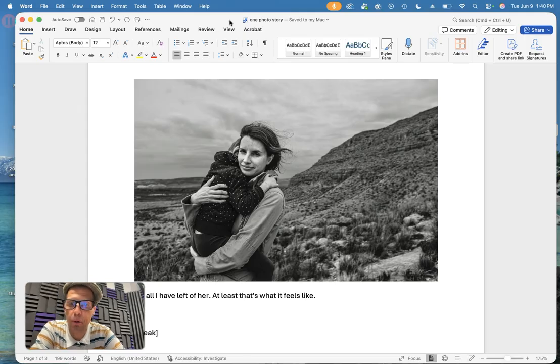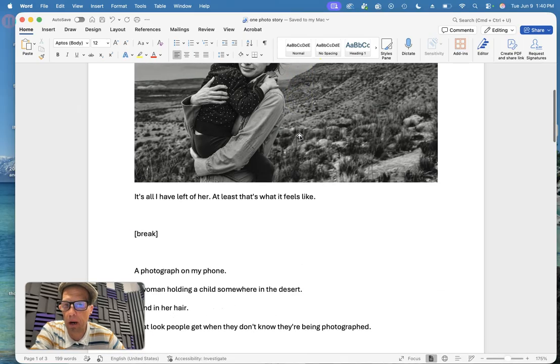I'm going to walk you through how I formatted this script for my one photo story, and then I'm also going to demo how I read it. Before we get started, there are a few things that you should be aware of.